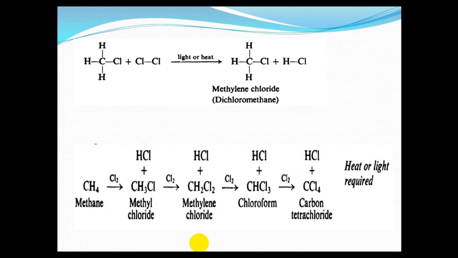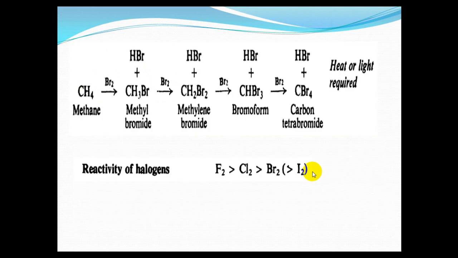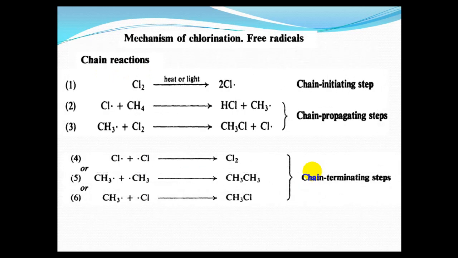Another example of halogenation, here chloromethane when halogenated with chlorine in the same steps as we said. Also here with halogenation with bromine.